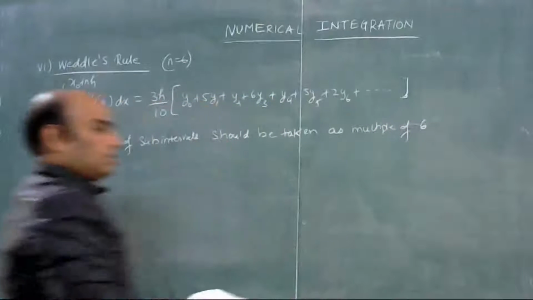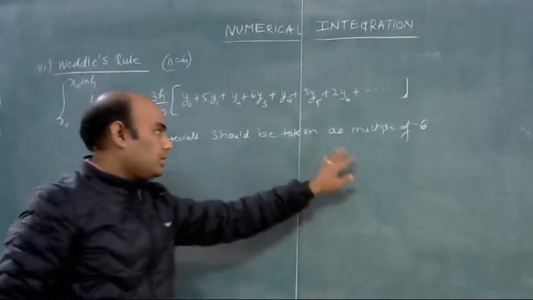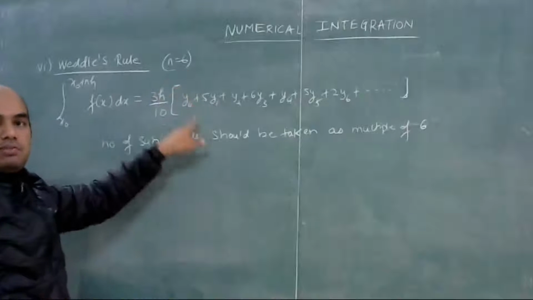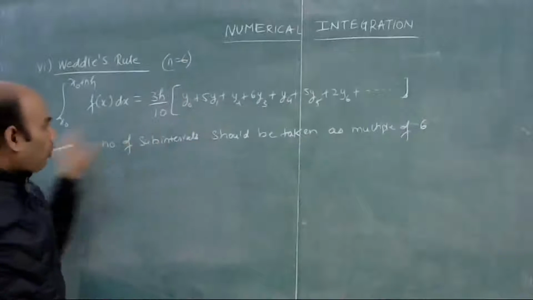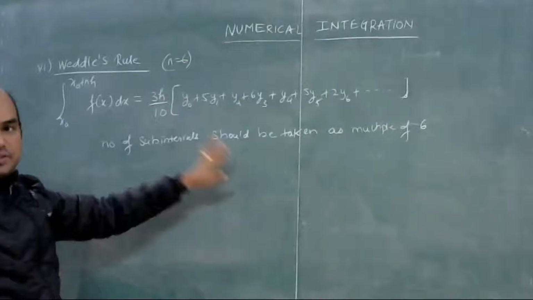Okay, so why are we taking this as a multiple of 6? Because we got this formula by putting n equal to 6. So this will be applicable for multiples of 6. This formula is applicable when n is a multiple of 6.